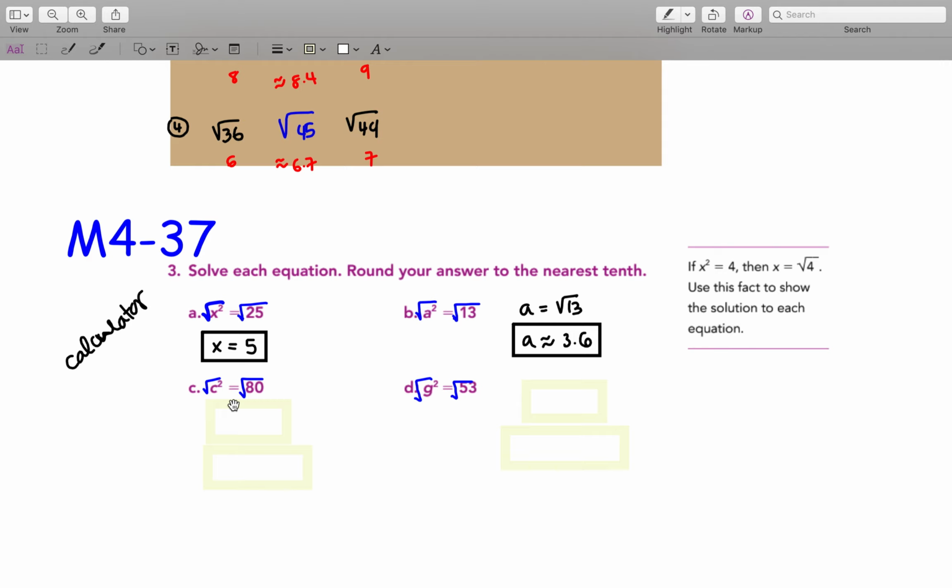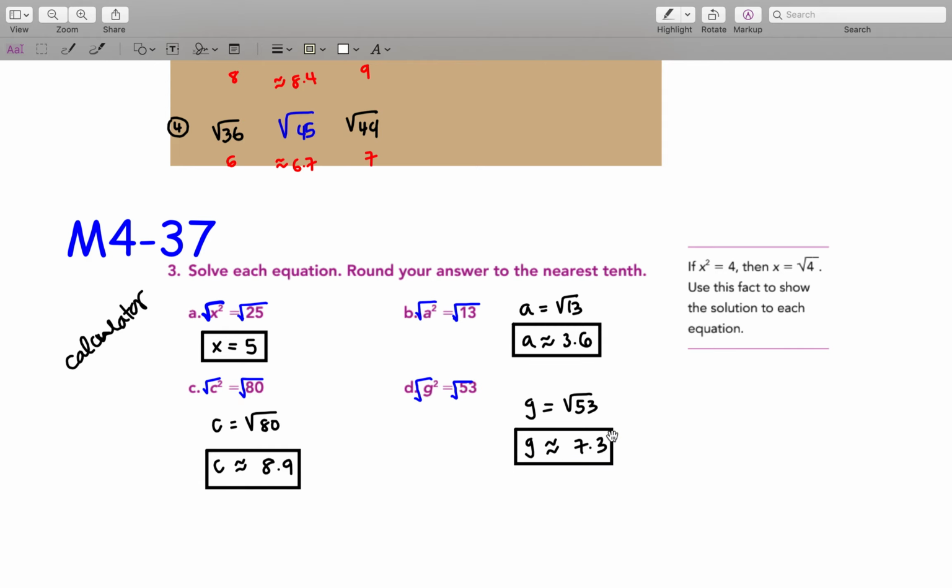For c, same thing. c squared is equal to 80, so c is equal to radical 80, the square root of 80. When you plug it in a calculator, you get 8.9. And for d, g squared is equal to 53. To get g by itself, you put a square root over 53, and in a calculator, you'll get 7.3.